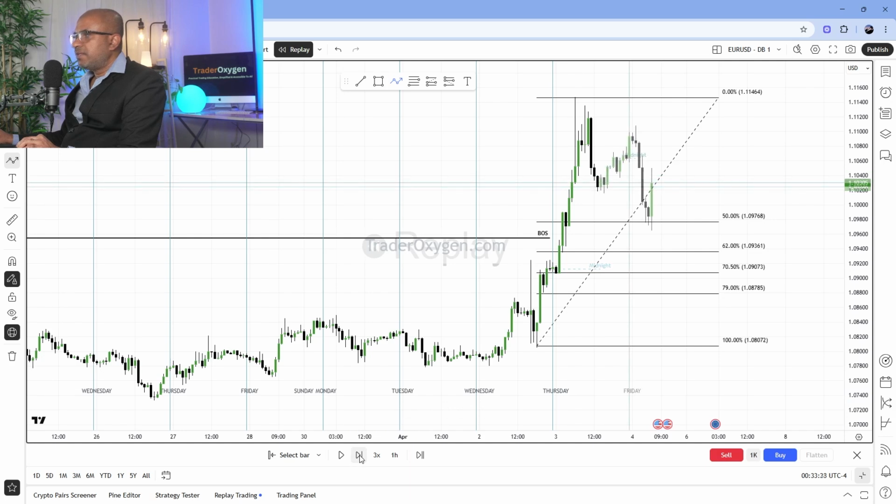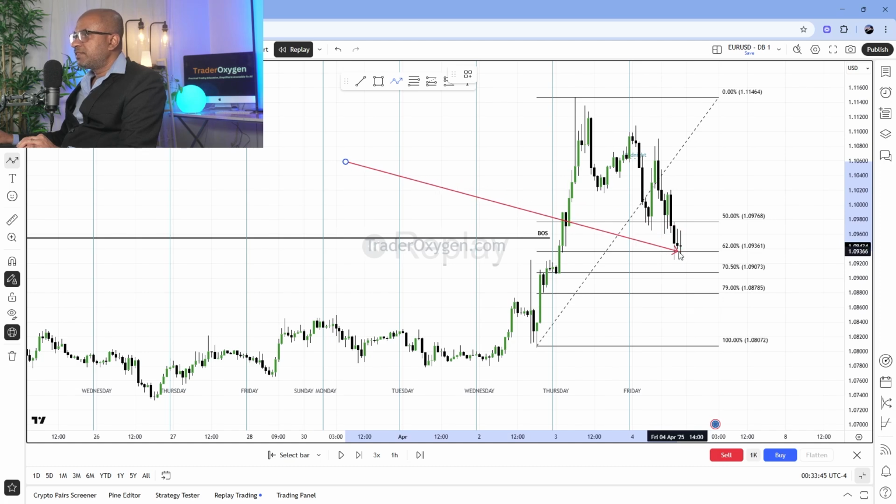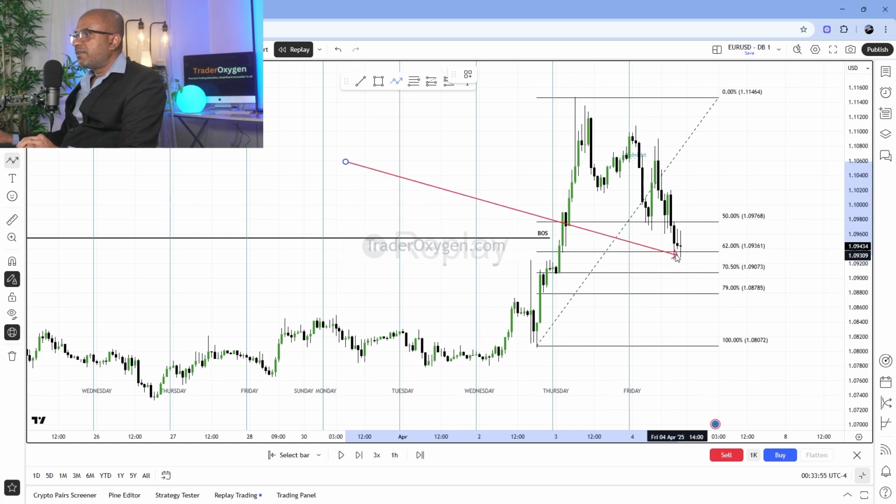We can see the price is coming down, and the price touched our fib 62%. However, this is not our trading time. Since it's not within our trading time, which is 8:30 AM New York time to 11 AM for Forex, we will not take a trade entry here. We'll just monitor this setup further.